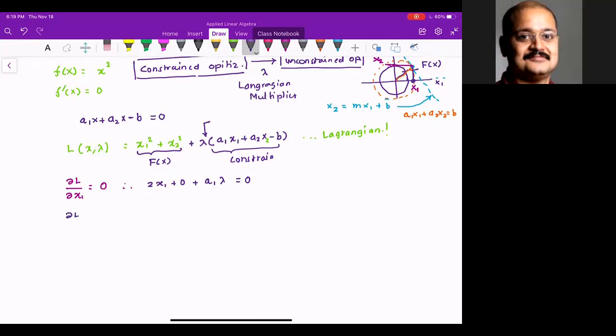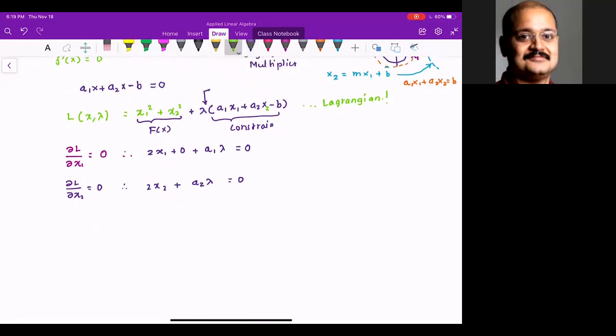Partial L, partial x2 is equal to 0, which means, can you see, this becomes 2x2 plus a2 lambda is equal to 0. Last but not least, we added that lambda, that is our doing. So we added one more variable. Since we are doing optimization, take the derivative, equate it to 0. Partial L, partial lambda is equal to 0.